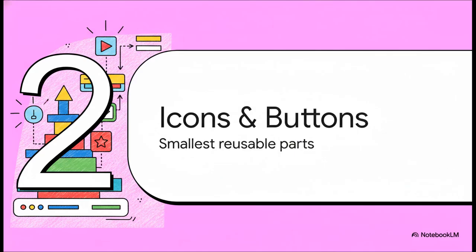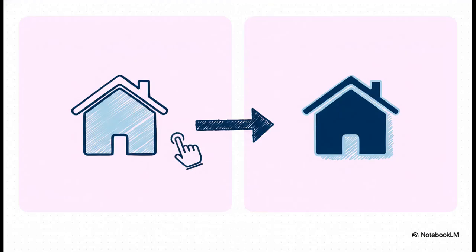All right, so our foundation of color and type is solid. Now we can start making the interactive bits, the building blocks that people are actually going to touch and click and tap on. Let's talk icons and buttons. Okay, so here's the thing. These little pieces can't just sit there. They have to communicate with you.